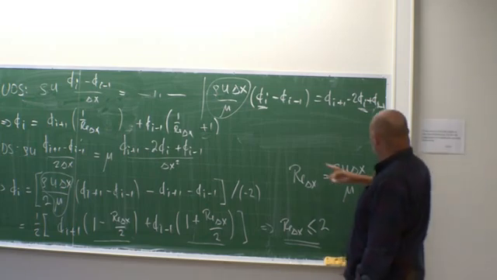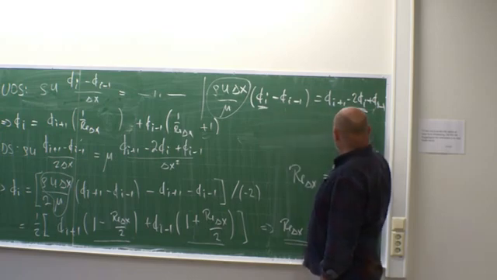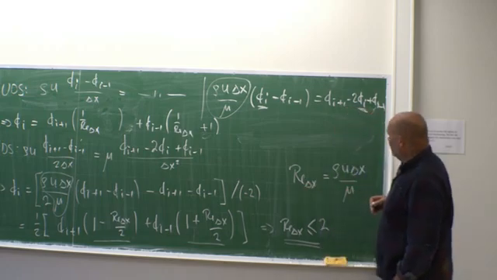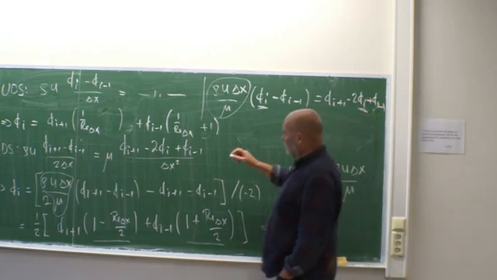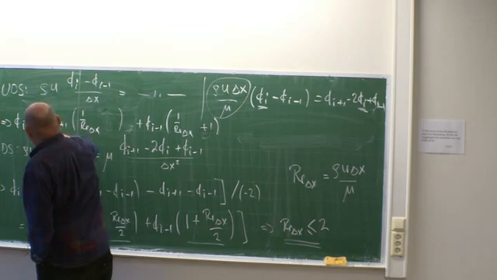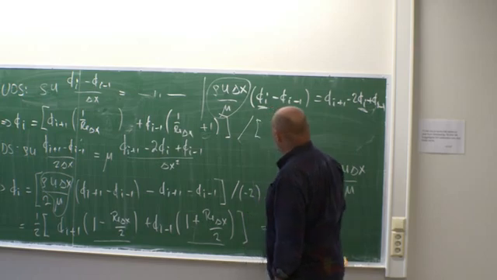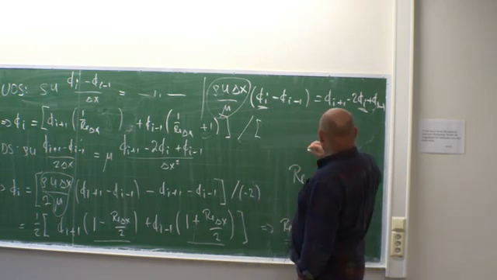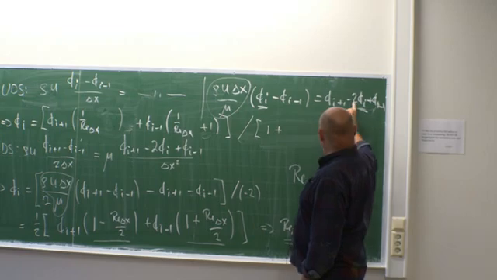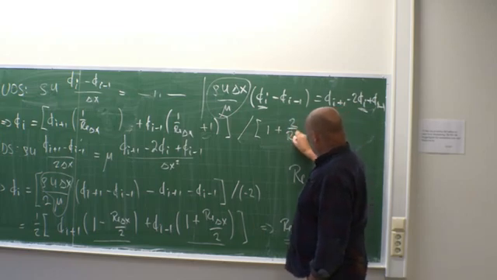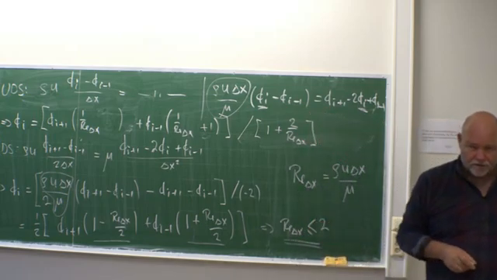But my phi I, what does he have? I divide by the Reynolds number, and then I have 1 minus 2 over Reynolds number. So I have to write it like this. Divided by, should that be 1 plus 2 divided by the cell Reynolds number. There you have it.